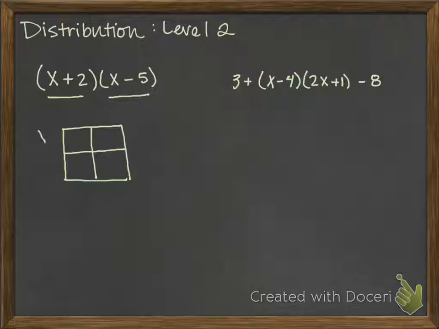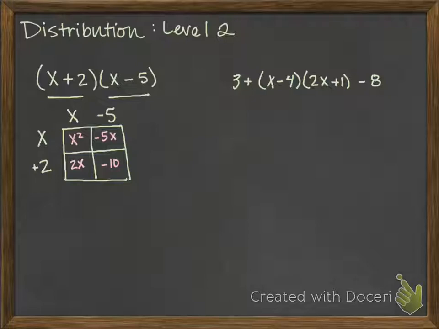On one side of the generic rectangle, I will write my x plus 2, and on the other side, I will write my x and minus 5. And remember, we can think of that as x plus a negative 5. So then we're going to go ahead and start multiplying this in. We have x times x, which is going to give us x squared, x times negative 5, which will give us negative 5x, x times positive 2, which will give us 2x, and positive 2 times a negative 5, which will give us negative 10.